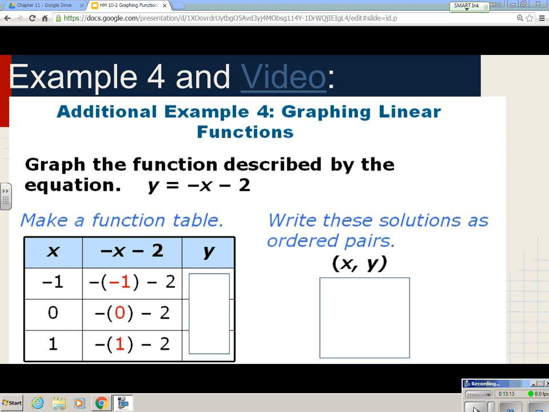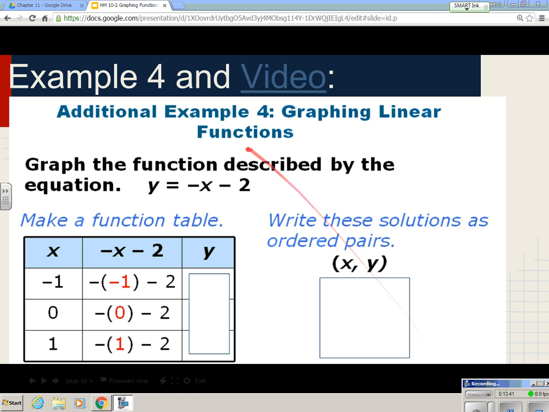First, make a function table. Okay, x in the first column, the equation in the second column, y, your other variable, in the third column. And then all you have to do is make up 3 values of x. So I decided to use -1, 0, and 1. You could do 1, 2, and 3. You could do 0, 1, 2. You could do 0, -1, -2. It doesn't matter, but you need to have at least 3.